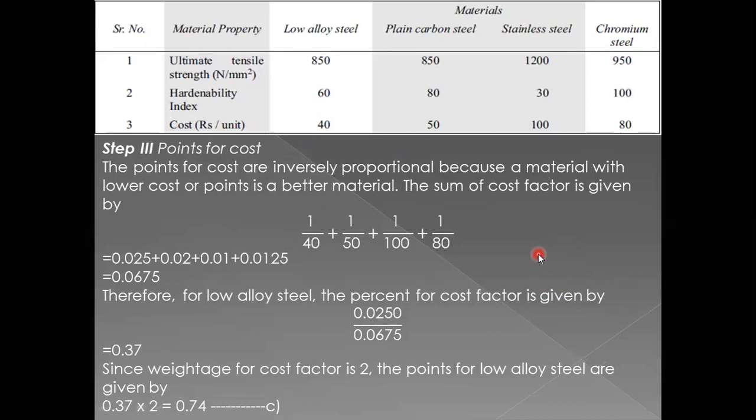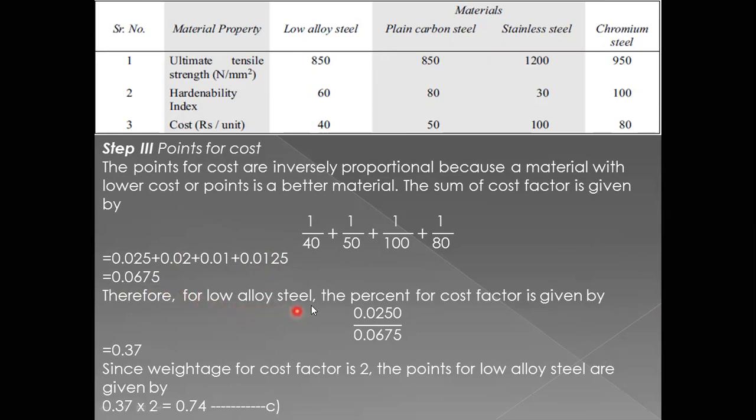Step 3 is points for cost. The points for cost are inversely proportional because a material with lower cost is a better material. The sum of cost factor is given by 1 upon 40 plus 1 upon 50 plus 1 upon 100 plus 1 upon 80, which is equal to 0.025 plus 0.02 plus 0.01 plus 0.0125. The addition of these four values is 0.0675.